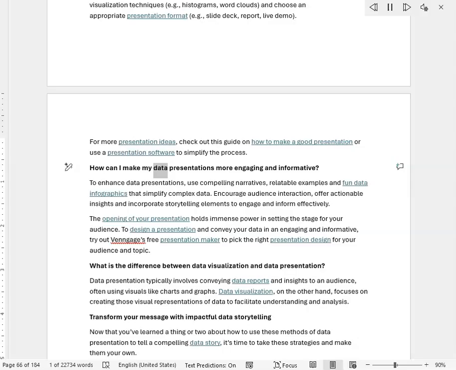How can I make my data presentations more engaging and informative? To enhance data presentations, use compelling narratives, relatable examples, and fun data infographics that simplify complex data. Encourage audience interaction, offer actionable insights, and incorporate storytelling elements to engage and inform effectively.